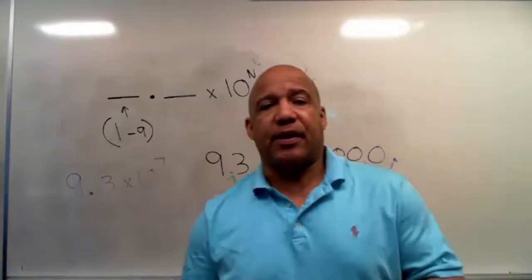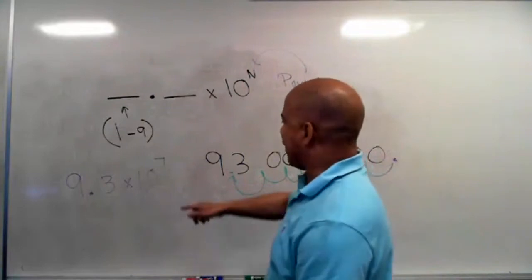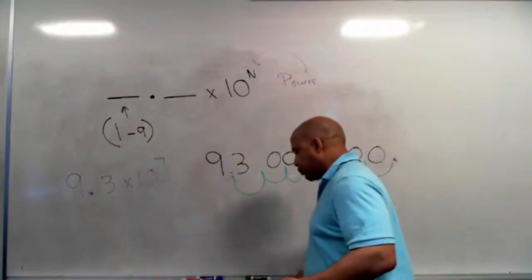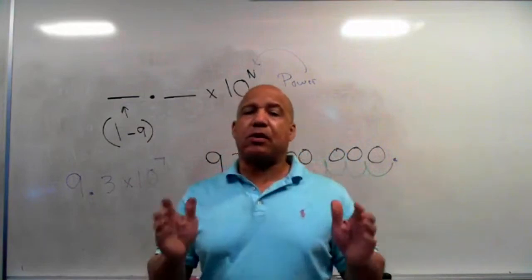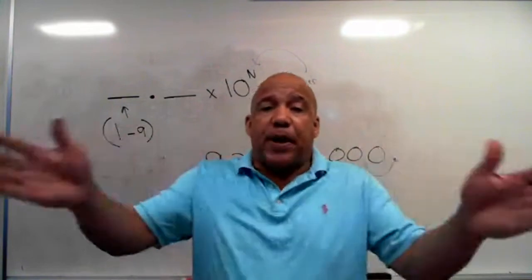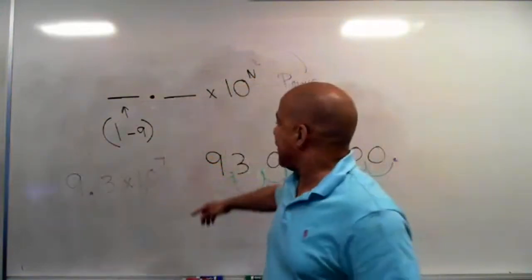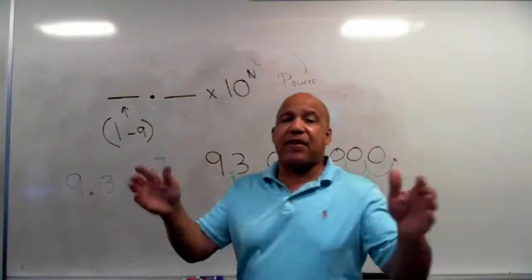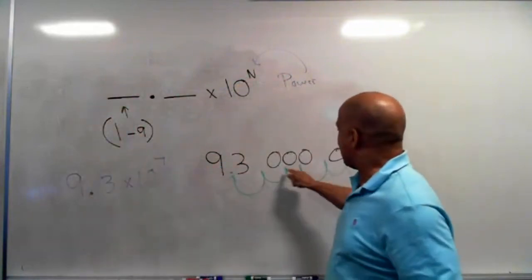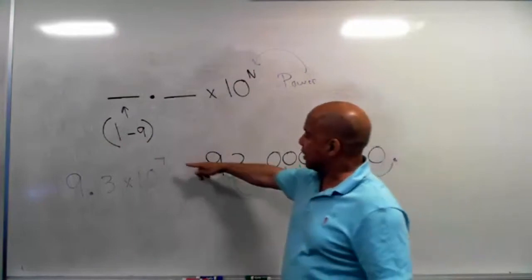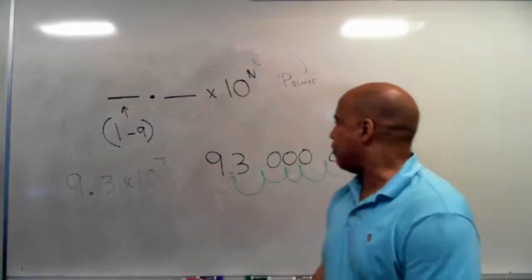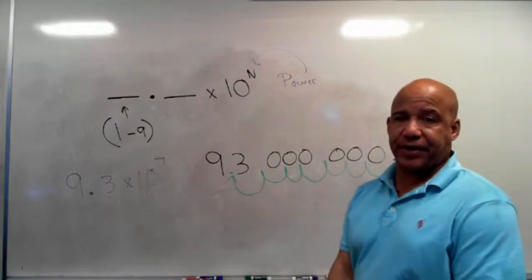So I'm almost done. The only other thing I have to do is decide: is that 7 positive or is that 7 negative? How do you figure that out? Well, if the decimal number we started with is bigger than 1, then that exponent is going to be positive. If that number is between 0 and 1, then that exponent will be negative. 93 million is bigger than 1, and so I'm going to leave this as a positive number. 9.3 times 10 to the 7th power would be this number written in scientific notation.